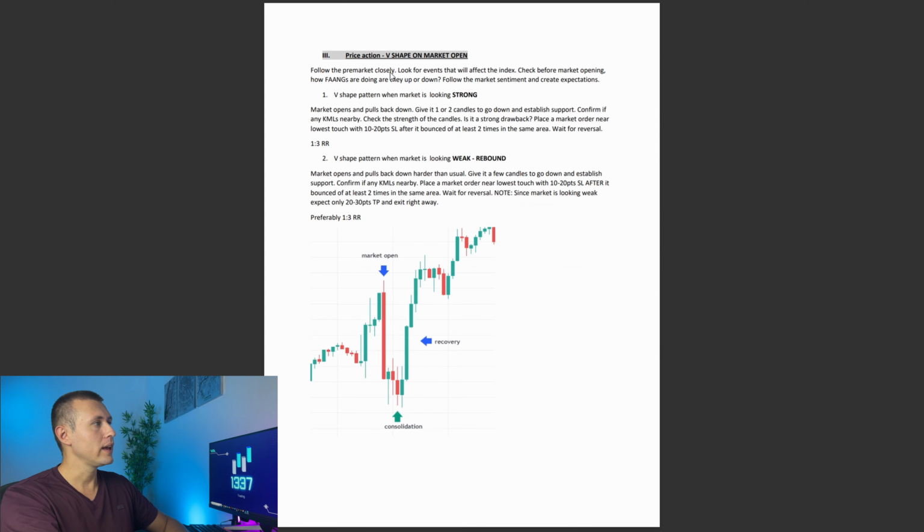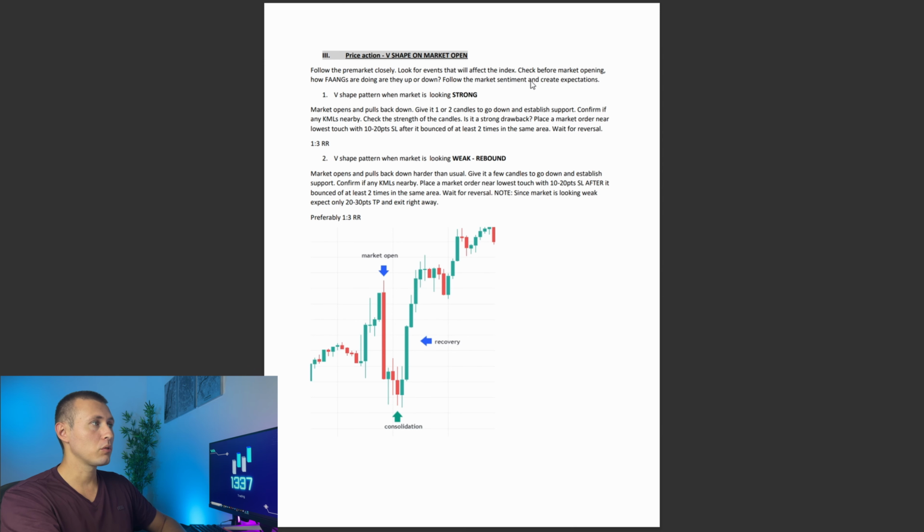Okay, let's move on. The next one is price action, or the V-shape on market open. By the way, just to clear it up, I still trade false breaks and I still trade true breaks. This certain strategy I'm not trading anymore, the V-shape on market open. It relies a lot on price action, which can be very violent at times, and you can just get stopped out easily.